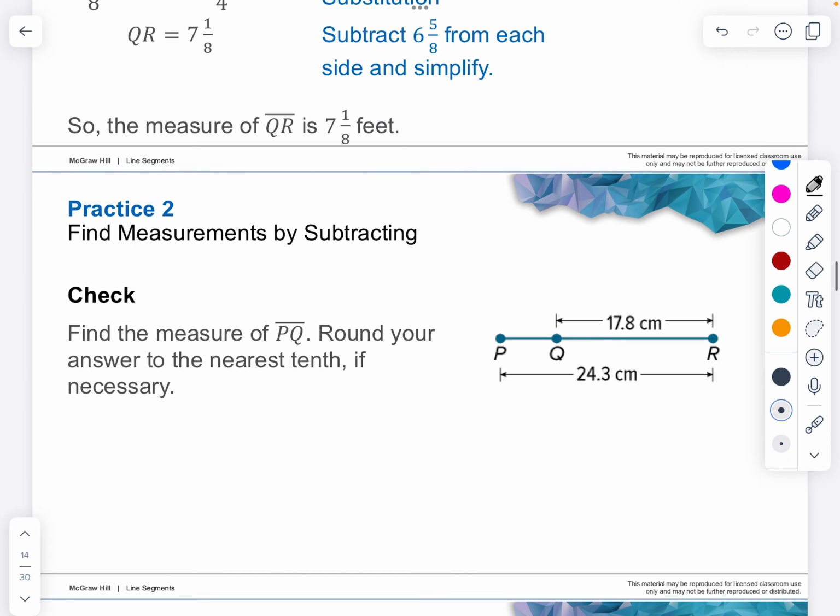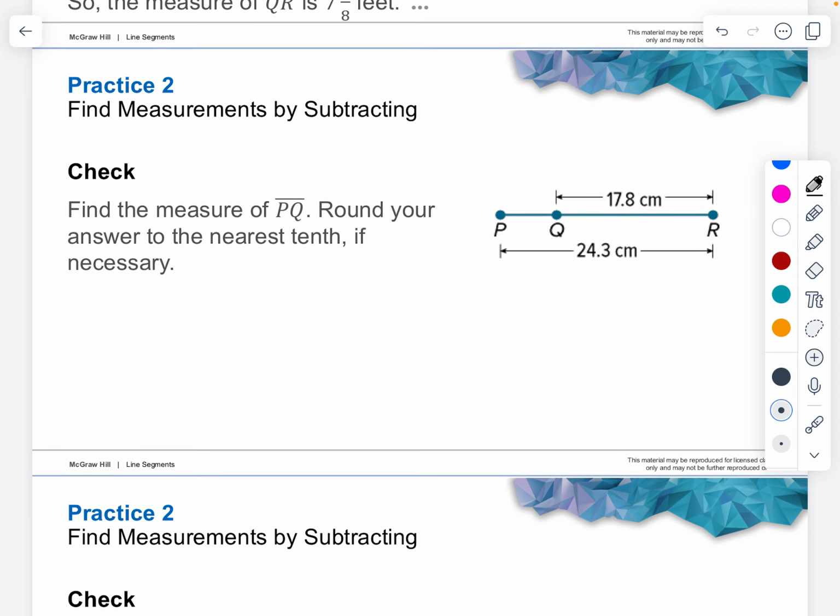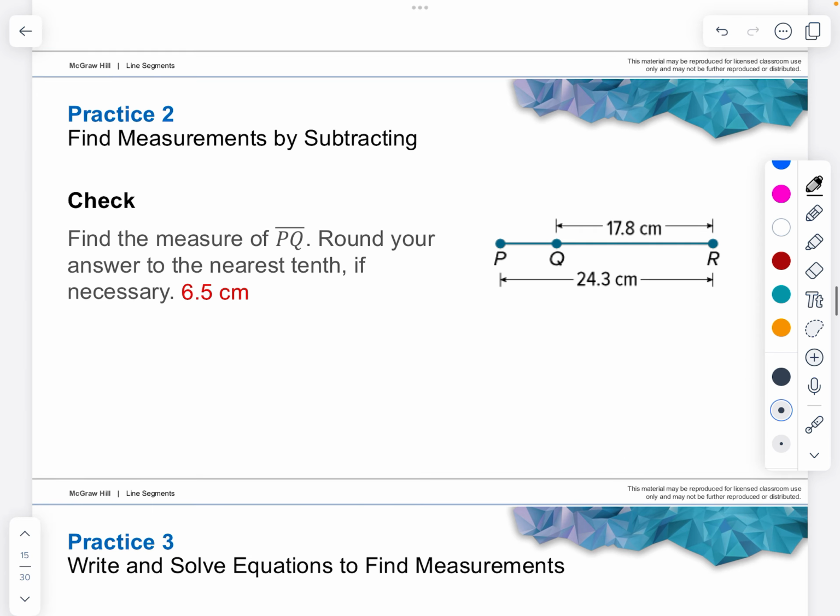Okay. So go ahead and practice that. And they give you a nice decimal there with centimeters for your practice. Pause me if you need to. There we go. Did you get 6.5? I hope so.